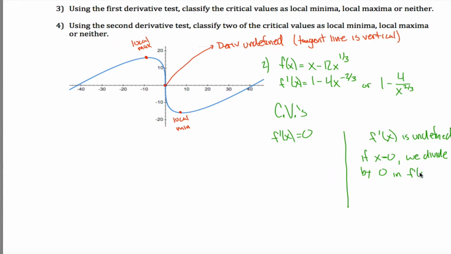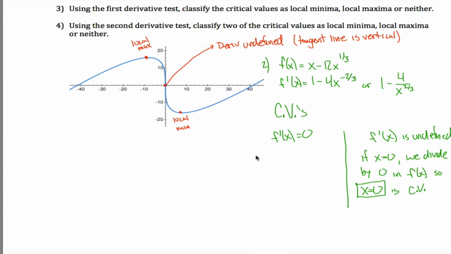In f prime of x, if x equals 0 here, 0 squared is 0, the cube root of 0 is 0, then you have 4 divided by 0, that's undefined. So when x equals 0, this thing is undefined. So x equals 0 is a critical value. This is one of our critical values.